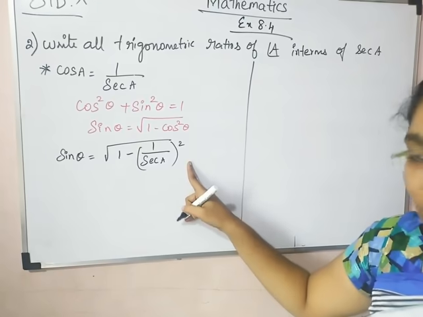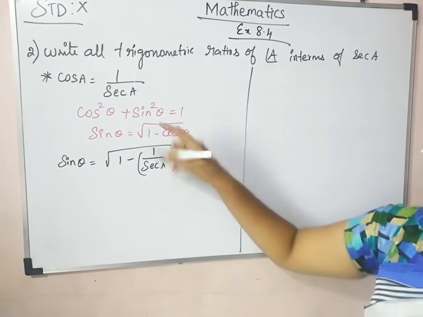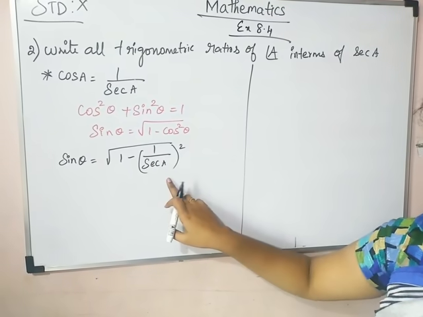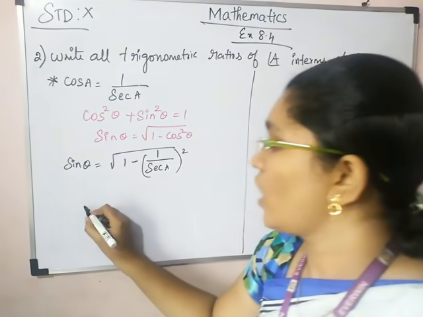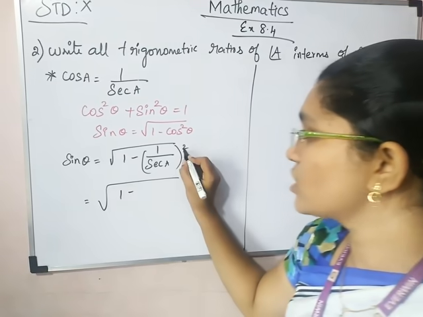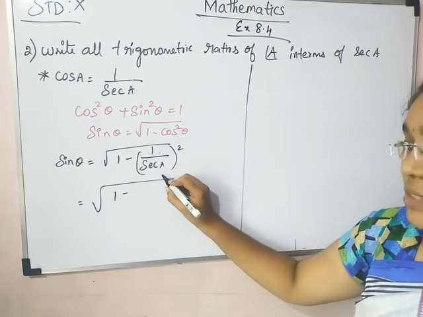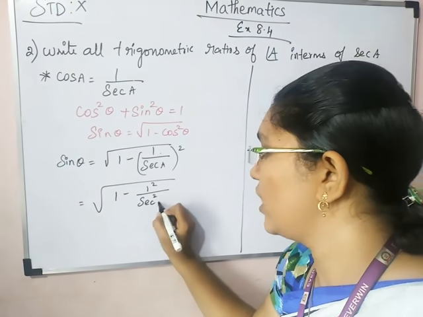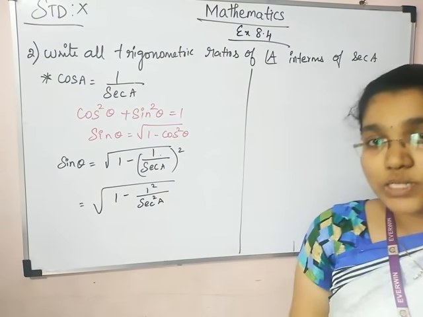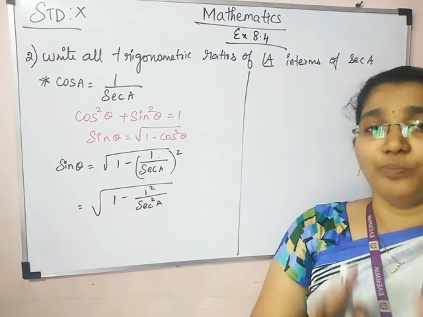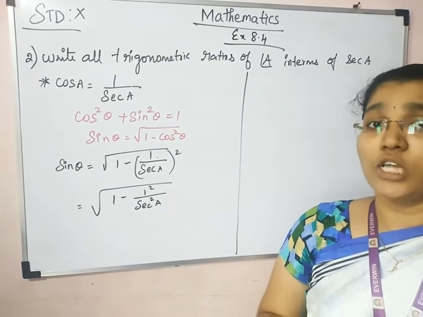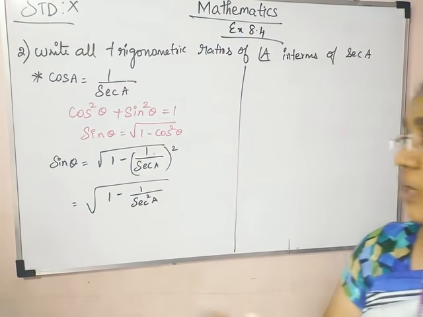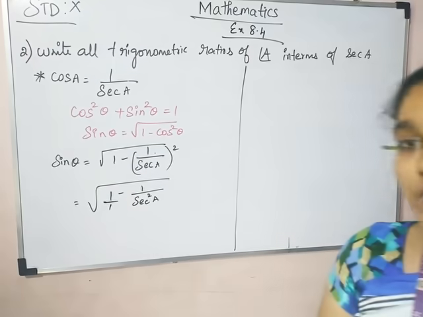Why am I using the whole square over here? Here we have the cos square value, and 1 by secant is the cos value. So just write 1 by secant A the whole square. What is the next step? The square is common for the numerator as well as the denominator. Just separate the root: 1 square divided by secant square A. Secant A the whole square or secant square A, both have the same meaning, so no need to worry about it. What is the 1 square value? This remains 1. So now just consider this is 1.